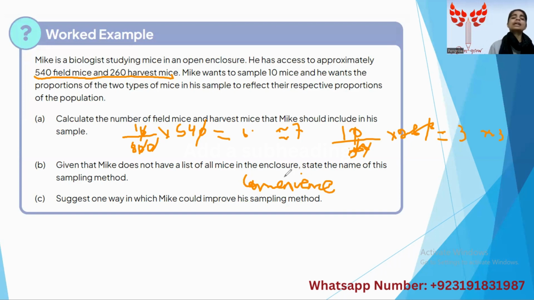Suggest one way in which Mike could improve his sampling method. And we just discussed how you can improve sampling methods. You can simply increase your sample size, right? That is the way you can improve the sampling method. So I hope you have understood this whole topic.